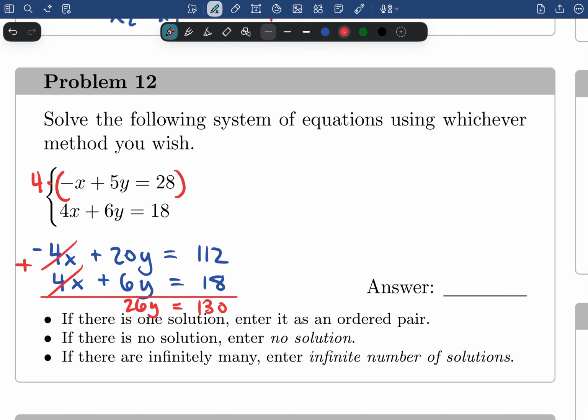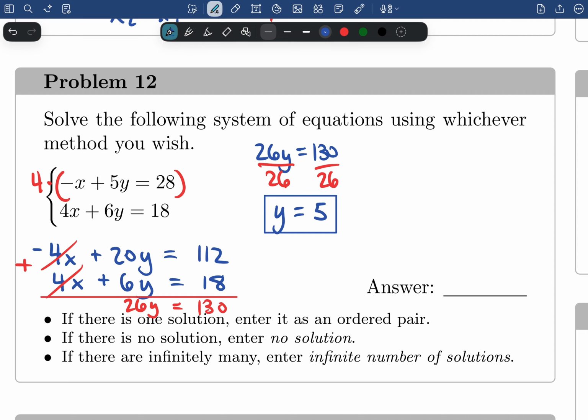All right, so my resulting equation that I currently have is 26y is equal to 130. And if I quickly divide by 26, I'll have solved for y. So I find out y equals 130 divided by 26. I think it comes out to 5. Let me make sure. Okay, I'm just taking 130, dividing it by 26. Oh, yep, the answer is y equals 5.